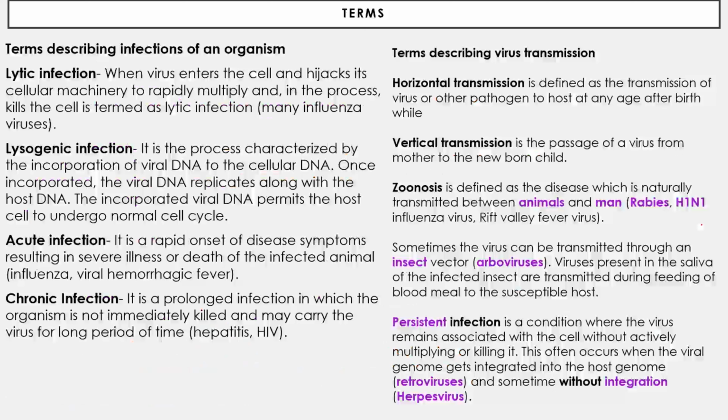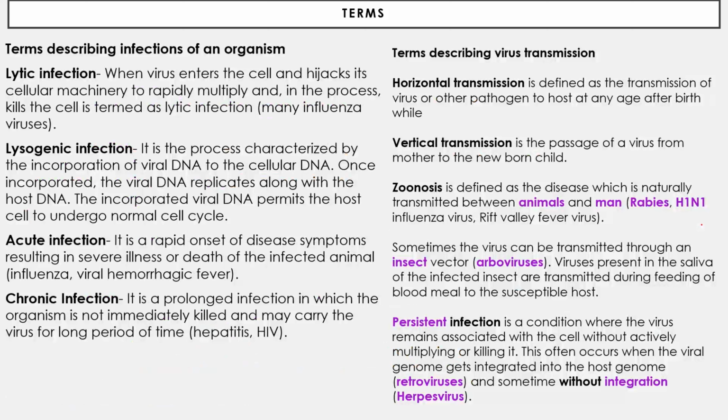Now, what are the terms used in describing an infection of an organism? Do memorize these terms, class. We have your lytic infection. When a virus enters the cell and hijacks its cellular machinery to rapidly multiply and in the process kills the cells, it is termed a lytic infection. Many influenza viruses are an example.